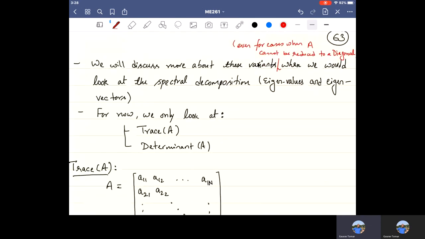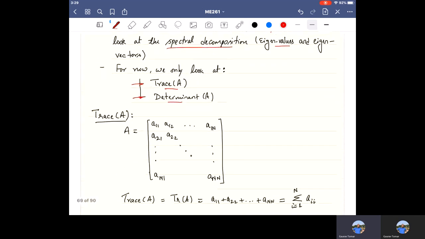We will discuss more, as I said, about these variants when we talk about spectral decomposition. When we talk about eigenvalues and eigenvectors, this becomes really important to understand. These numbers will come out by themselves when we analyze the eigenvalues or eigenvectors. For now, we'll just look at the trace of A, some properties of the trace of A, and the determinant of A. These are the two most important invariants that you will normally hear about.